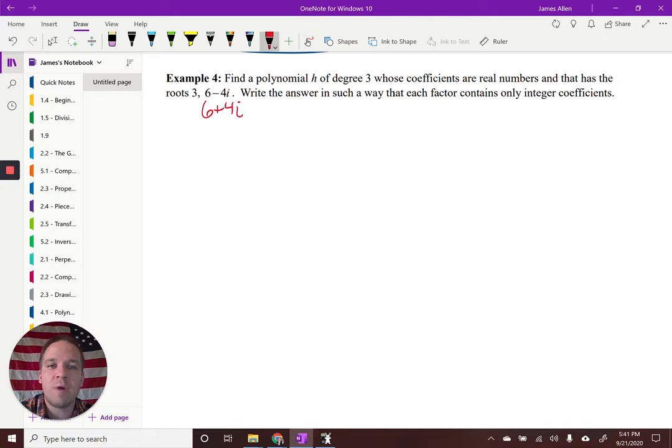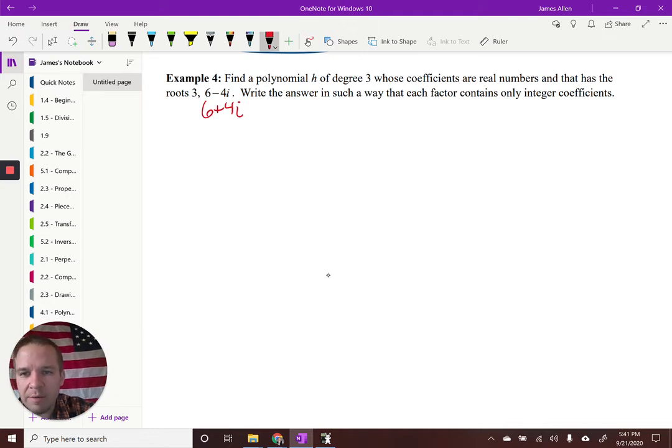Write the answer in such a way that each factor contains only integer coefficients. So it sounds like we can still leave it in factored form, but we can't leave i's in there, okay? Can't leave i's, can't leave radicals, can't leave fractions or anything like that. We got to have integer coefficients within the factors. So not as much work, but still a bit of work ahead of us.